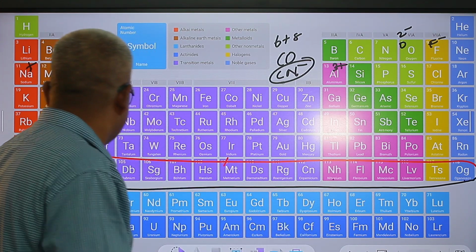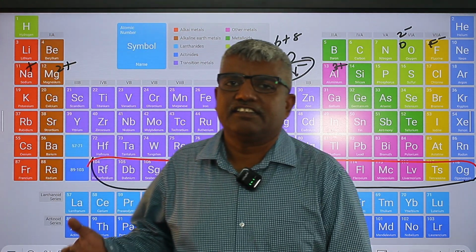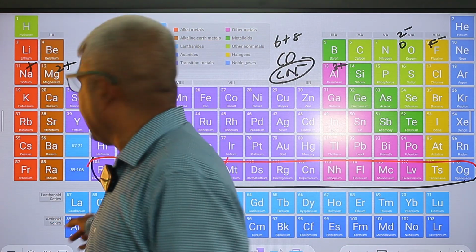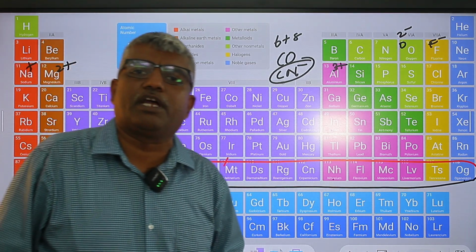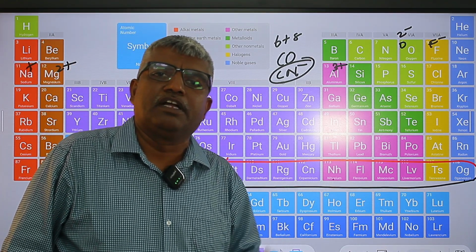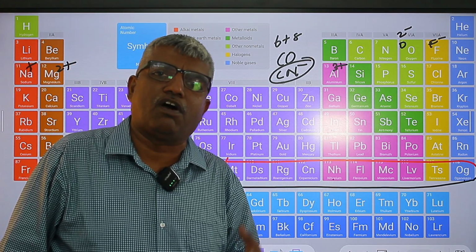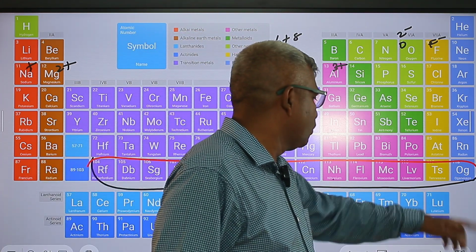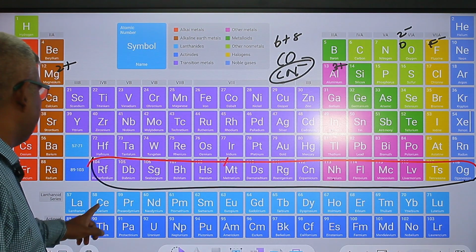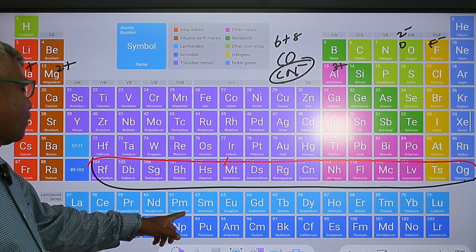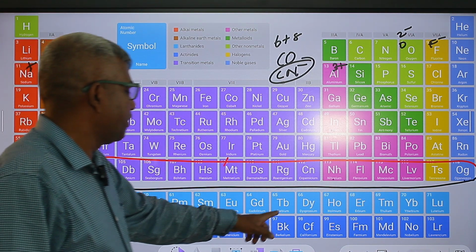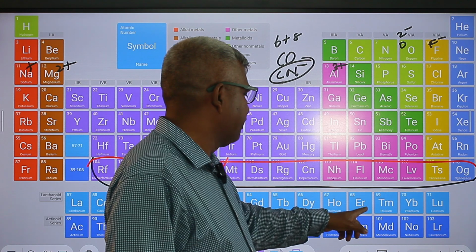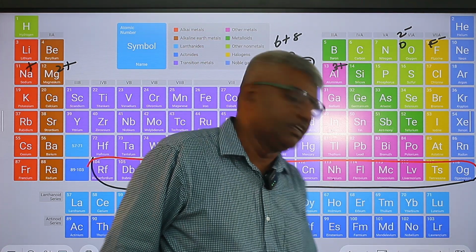Simple. Come here: lanthanides. Lanthanum, cerium, praseodymium, neodymium, promethium, samarium, europium, gadolinium, terbium, dysprosium, holmium, erbium, thulium, ytterbium, lutetium.